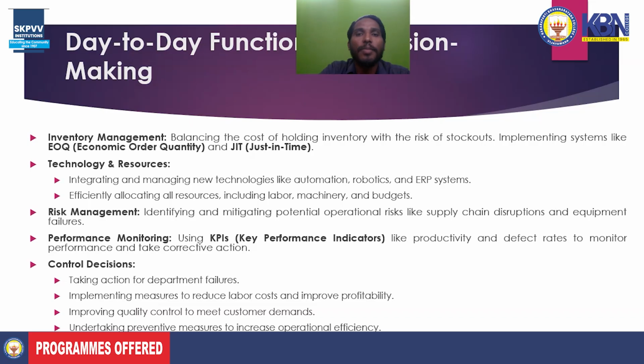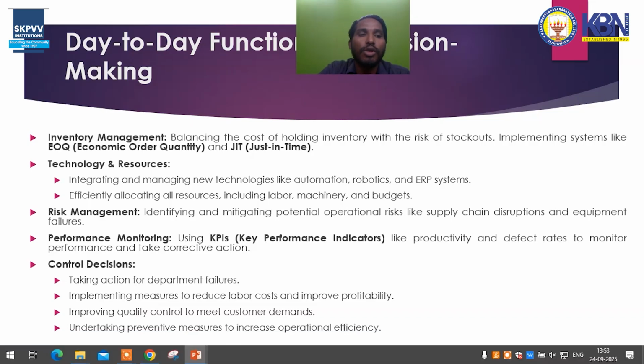And coming to the controlling decisions, we take action for department failures. It also involves implementing measures to reduce labor costs and improve profitability, improving quality control to meet customer demands, and undertaking preventive measures to increase operational efficiency.